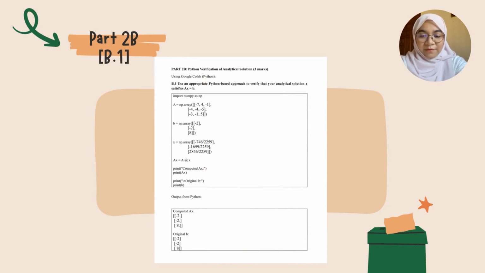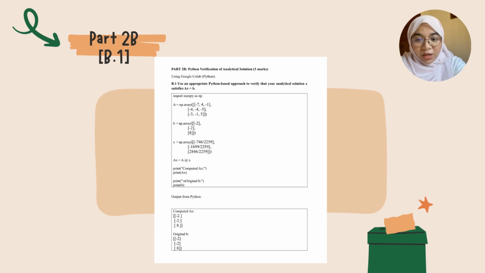For part 2B, I verified the correctness of the analytical solution using Python in Google Colab. First, I defined the coefficient matrix A and the constant vector B exactly as given in the question. Then, I entered the analytical solution vector X, which I obtained in the previous part using mathematical methods. To verify the solution, I computed the matrix multiplication AX using the Python NumPy library. This allows us to efficiently perform matrix operations and avoid manual calculation errors.